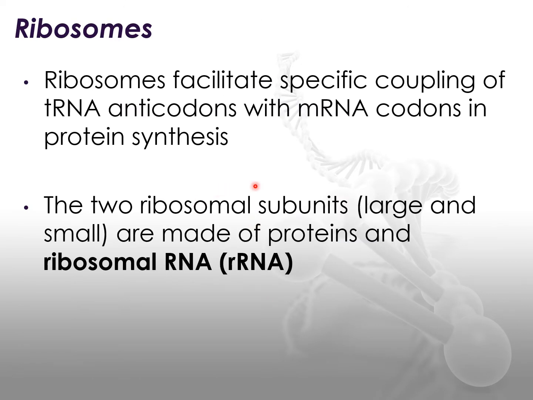Now, ribosomes are really the site where the peptide synthesis occurs. So ribosomes and their structure facilitate the coupling of the transfer RNA, the anticodons in it, with the codons in the messenger RNA. Now, there are two subunits of ribosomes. There's a small subunit and a large subunit. And of course, it's made up of ribosomal RNA and ribosomal proteins. So this overall functional unit is really called a ribozyme. It acts like an enzyme.